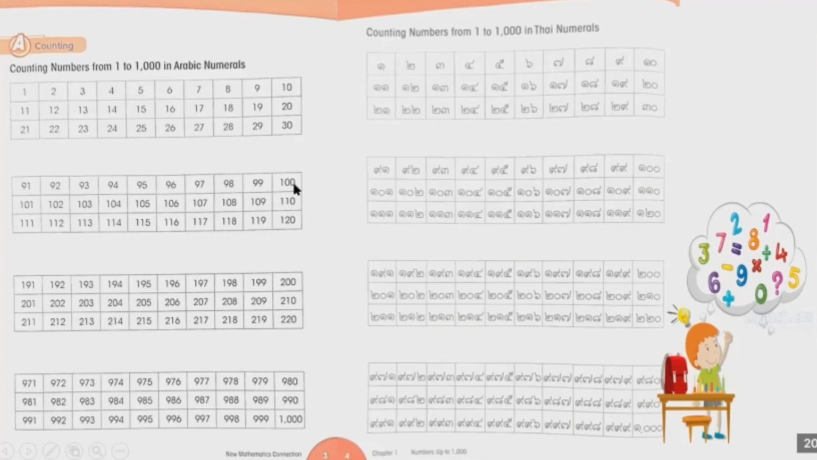So when you were in grade 1, you counted numbers up to 100. So you have to practice counting numbers every day up to 1000. On this side, the left side, you will see numbers up to 1000 in Arabic numerals, and on the other side it's counting numbers in Thai numerals. As you can see, counting numbers from 1 to 1000 in Thai numerals. I will not count them one by one because it's quite long.